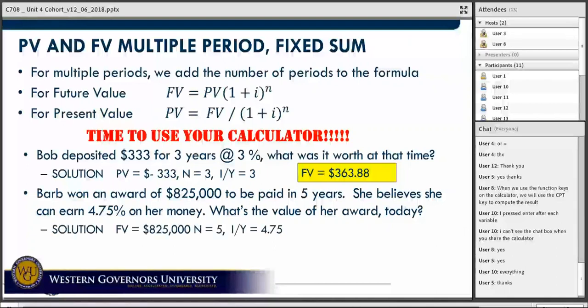So again, in this case, we put in what the future value is. We can put that as a positive because she would receive that. And then 5 years, and then I/Y, and then we compute PV. So let me share that again.